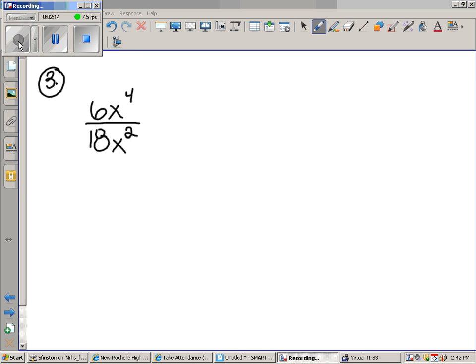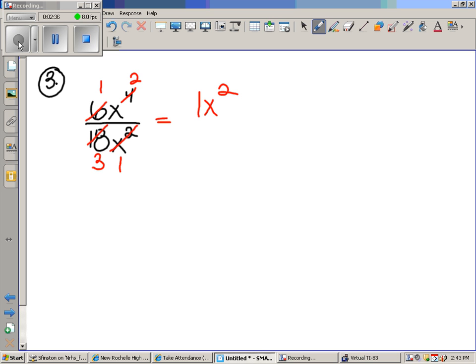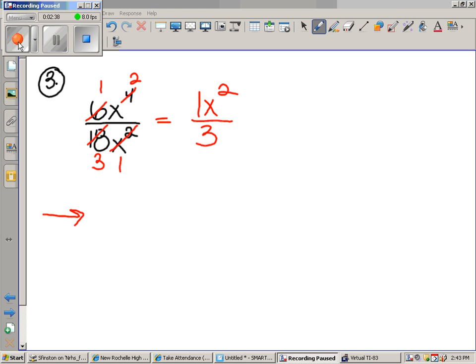All right. Problem number 3 is basically like problem number 1 and problem number 2 combined together. So let's do it. 6 goes into itself 1 time and goes into 18 3 times. And x squared completely cancels with itself, and you're only left with 2 more. So the answer is just 1x squared over 3.